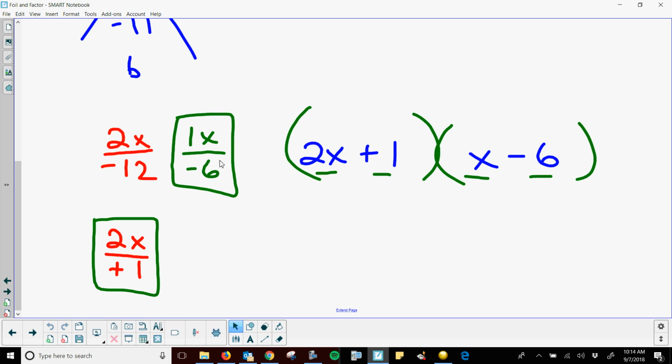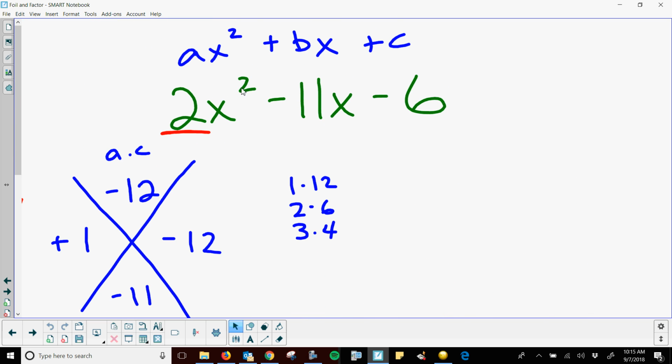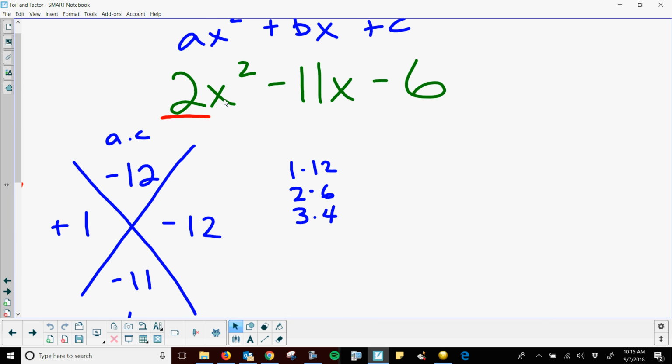Instead of a 1x over -6, it's just x minus 6. And instead of 2x over +1, it's just 2x plus 1. This is the only thing different about what we've been doing. Instead of just straight ending it, it's take your 2 and x. Now, I don't want the x squared. The x squared got broken up into x and x. And when you FOIL it back out, 2x times x is the 2x squared.